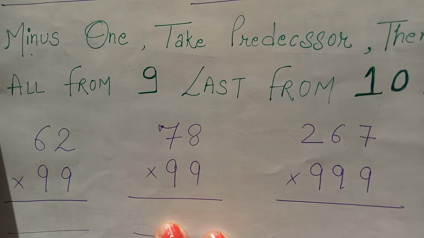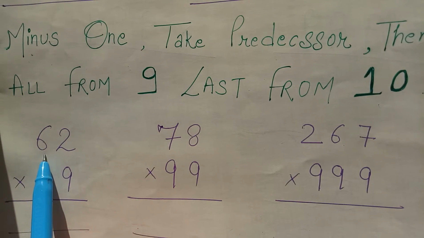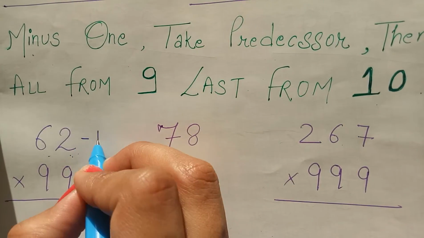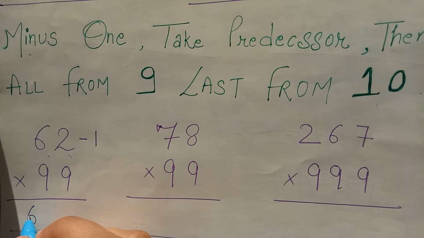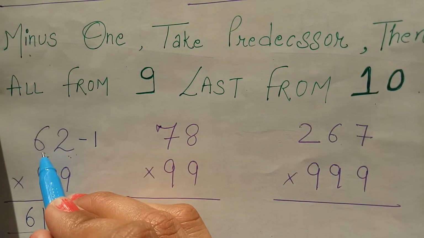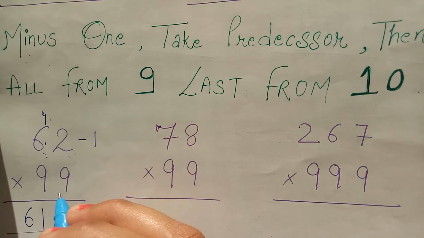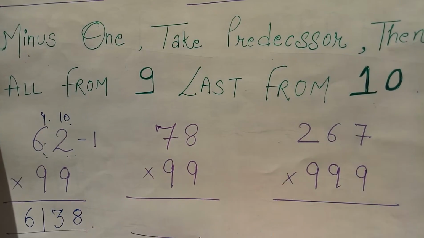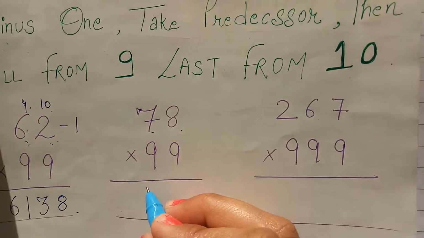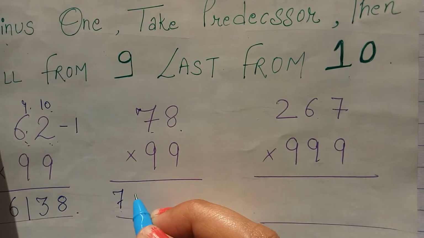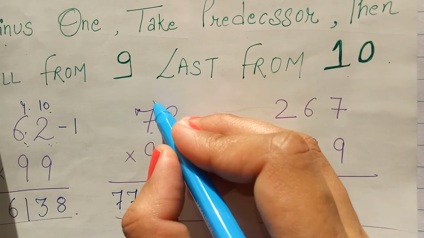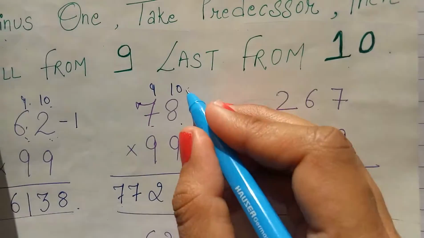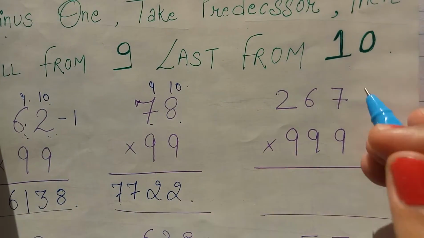62 multiplied by 99. Here also we will write the predecessor of this number. If you don't know the predecessor, then subtract 1. 62 minus 1 is 61. And then 9 minus 6 is 3, and 10 minus 2 is 8. So this is 6138. Now you can solve it in your mind also. 77, and this number is subtracted from the 9 and this is from the 10. So 2. 10 minus 8 is 2.